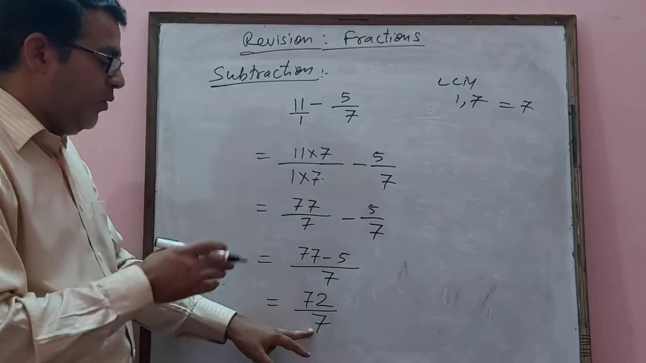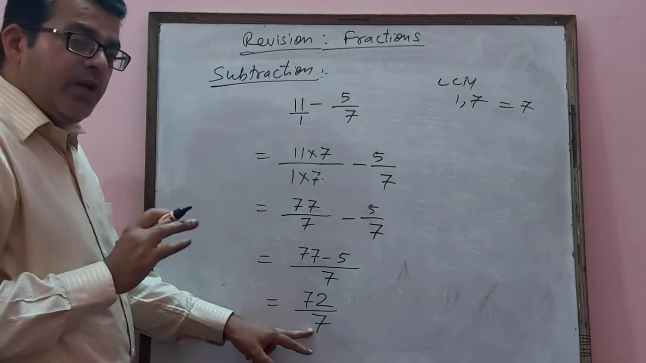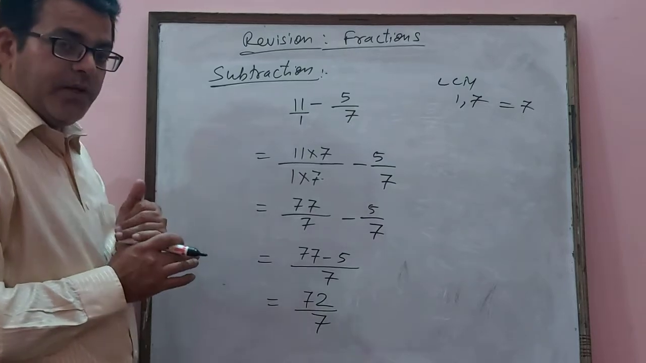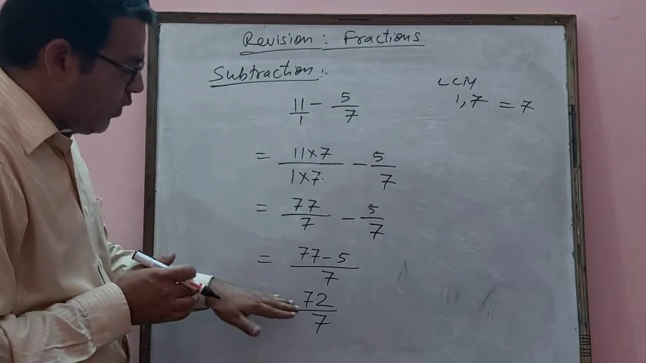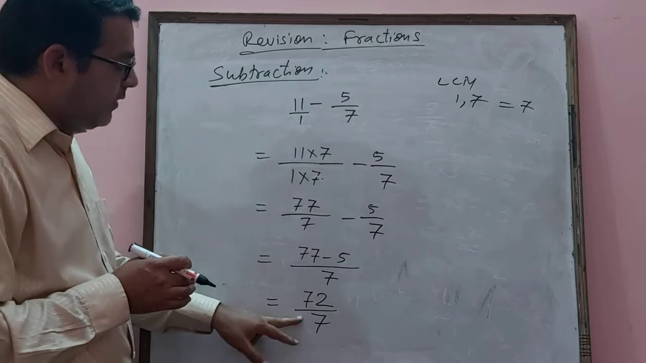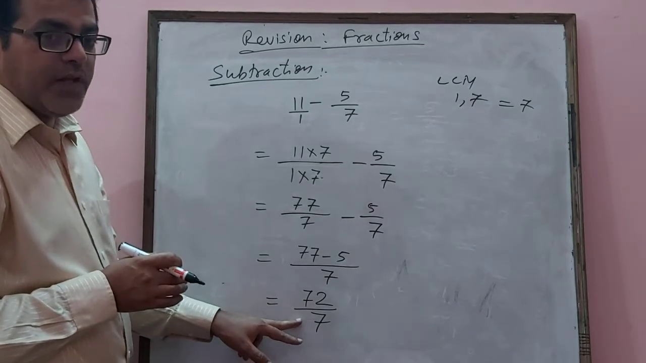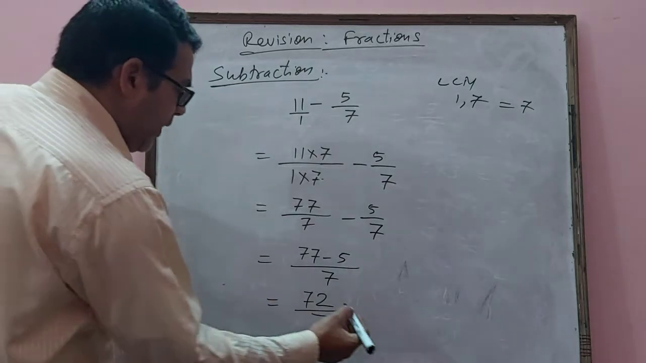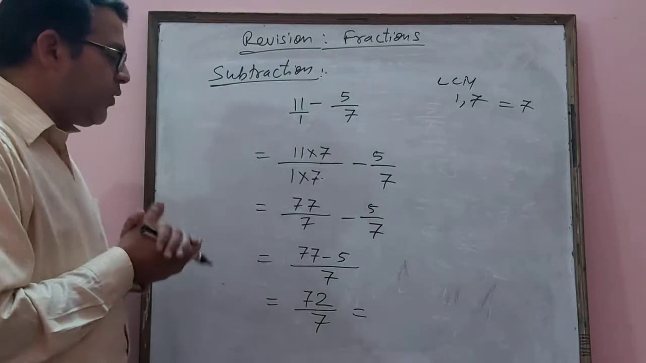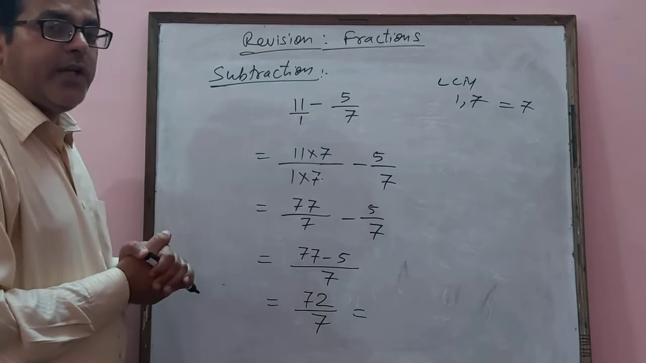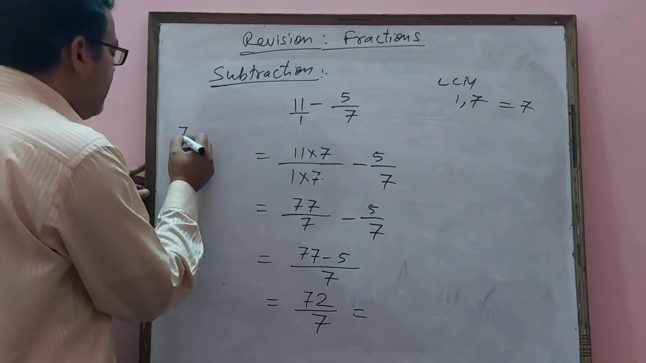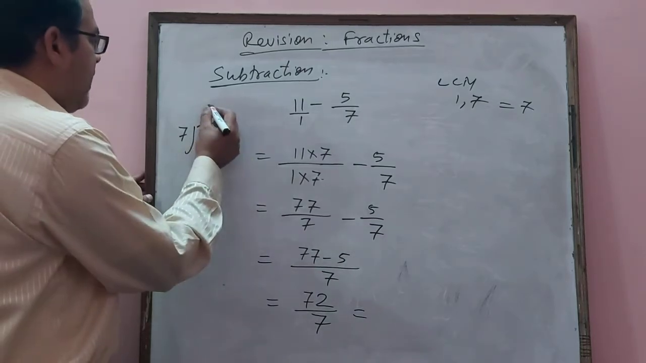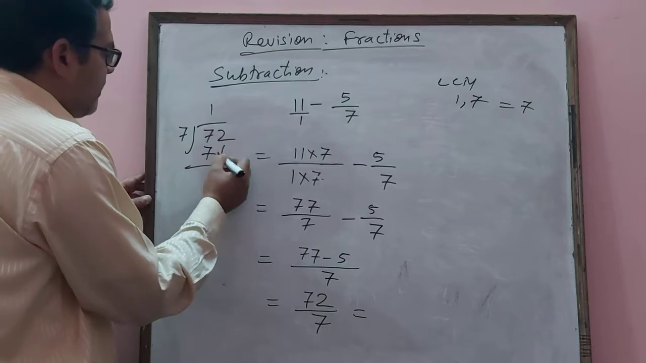And 7, since we know that it is a prime number, there are no factors except 1 and the number itself. So this fraction we can't reduce, but we can see this is an improper fraction since 7 is less than 72. So what to do if we are getting improper fractions? We need to change this improper fraction into a mixed fraction. How can we change it? We can divide 72 by 7. How many times? 7 ones are 7. We shift 2 here.